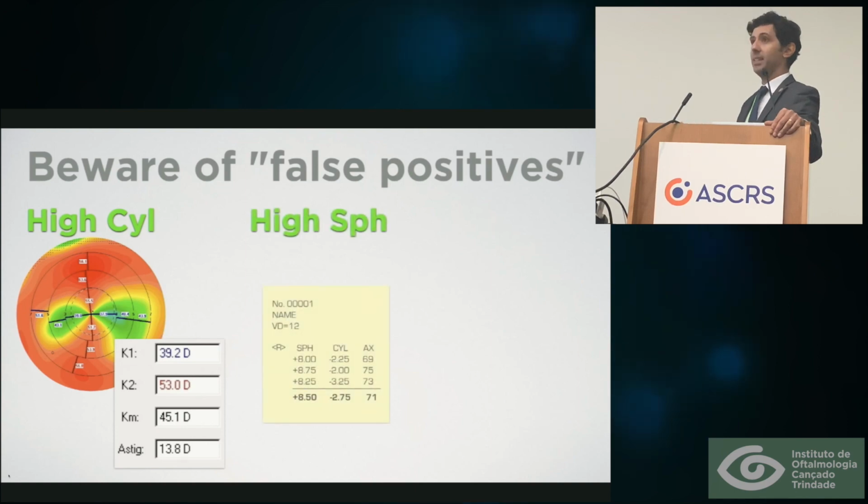Another important case are those cases where you're left with a high spherical error. This is quite common in post-RK when we do cataract surgery, and for some reason we end up very under-corrected. Maybe because we got a false reading, a keratometry reading that was above what we considered, and we end up with a +8 refraction.